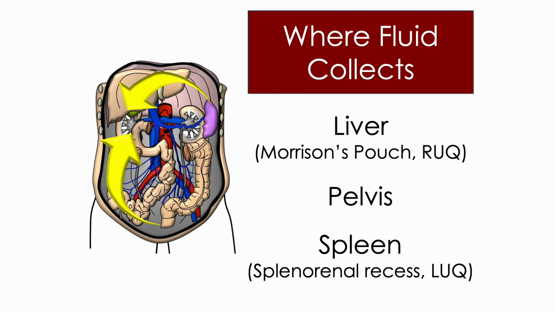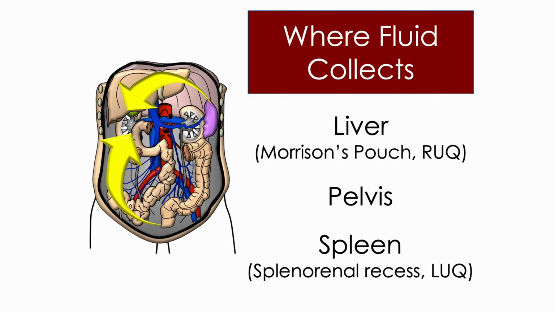In supine pediatric trauma patients, blood follows gravity and collects in dependent spaces. That's why the FAST exam focuses on Morrison's pouch in the right upper quadrant, the first and most dependent space in children, the splenorenal recess in the left upper quadrant, and the pelvis behind the bladder. This is the most dependent place if the patient is standing upright.